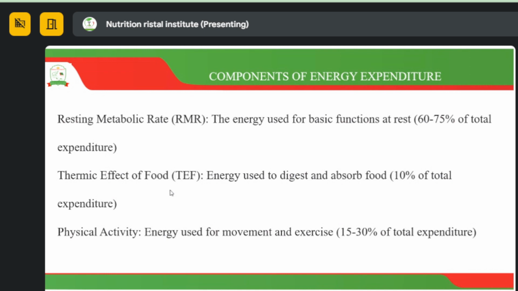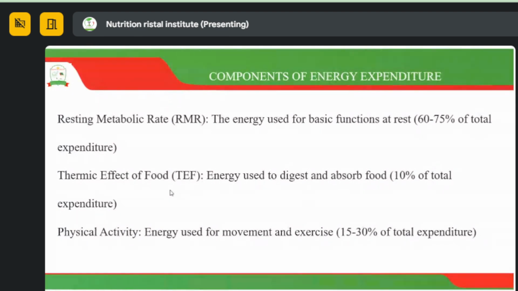Then the thermic effect of food is energy used to digest and absorb food. This process of digestion and absorption, all physiological functions or processes, biochemical processes really require energy. So how much energy does it use? Let's look at the thermic effect of food. This basically deals with food and digestion. How much energy do you need to digest your food? How much energy do you need to absorb your food? That is 10% of total expenditure in most cases.